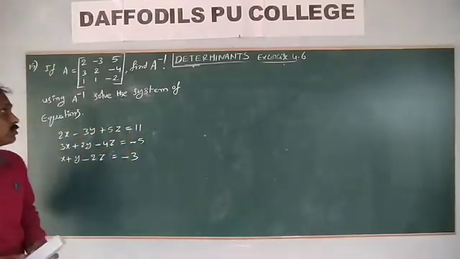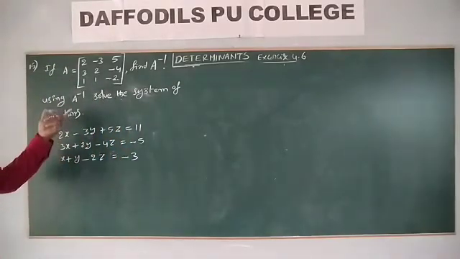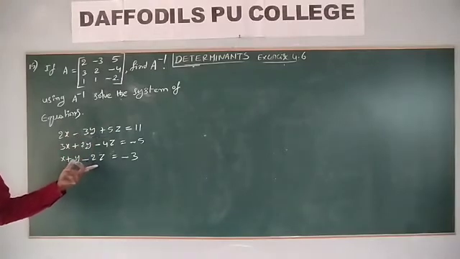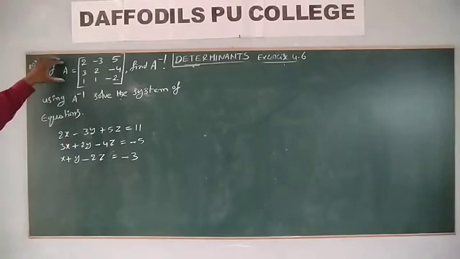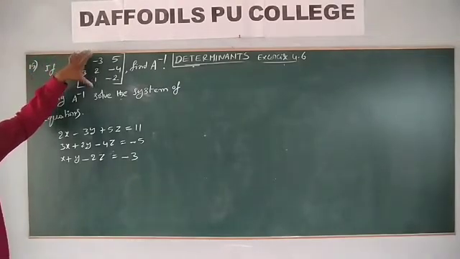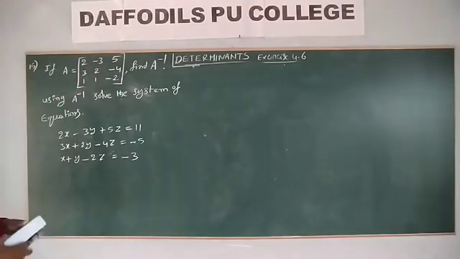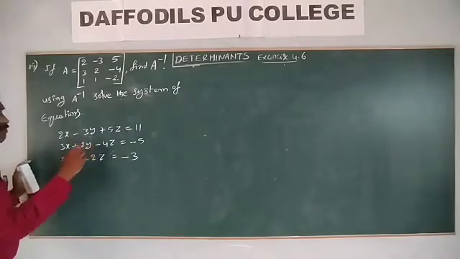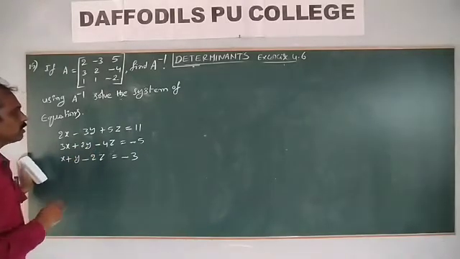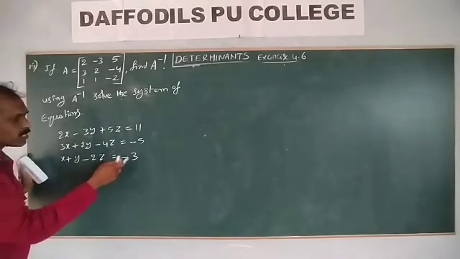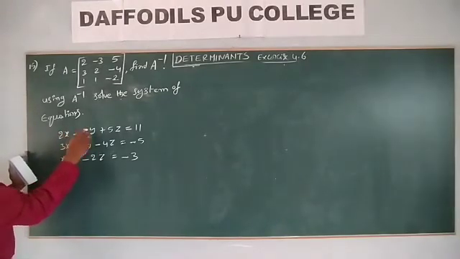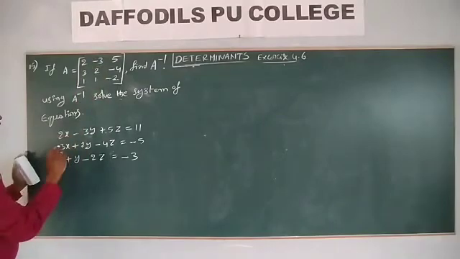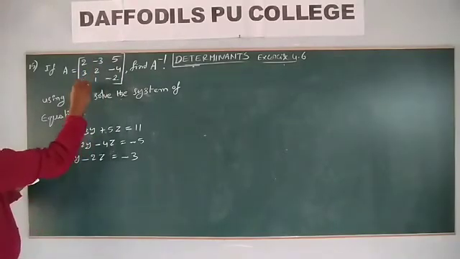Actually, in previous problems we directly solved the system of equations like this. But here it is somewhat different. First of all, given matrix A, find A inverse. Once you observe this problem, what are the coefficient matrix, variable matrix and constant matrix from these equations? Coefficient matrix A: 2 minus 3 5, 3 2 minus 4, 1 1 minus 2.